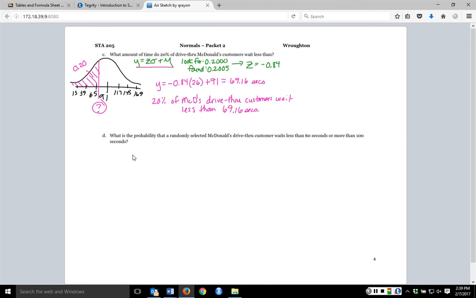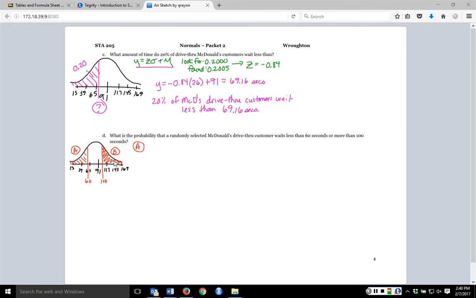Right, for D, we want to find the probability that they wait less than 60 seconds or more than 100 seconds. So again, draw the picture is our first thing to do. So you can pause it here and try that. Alright, so this is what your picture should look like, because we want less than 60 or more than 100. If you look at this picture, we haven't really done anything exactly like this, but if you just pretend that you were just trying to find this piece, you would know how to do that. So let's treat them as two separate problems. Let's treat this one as part A, and this one as part B.